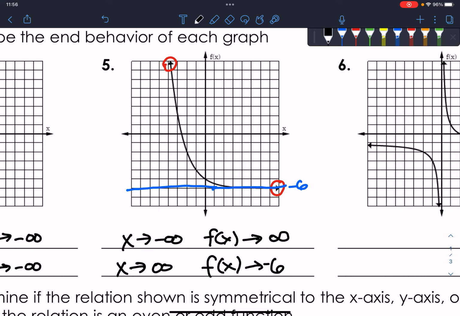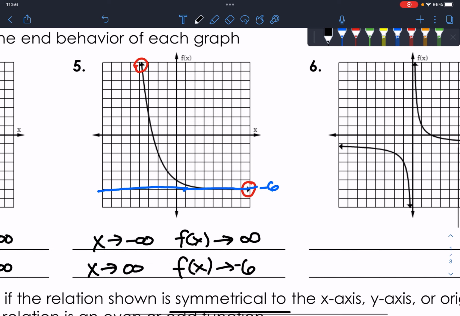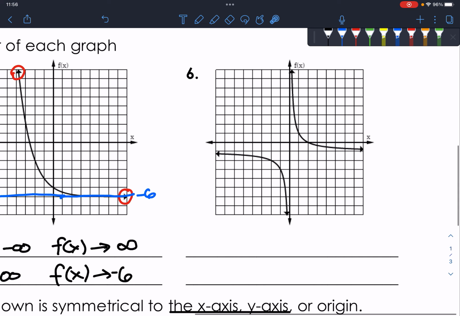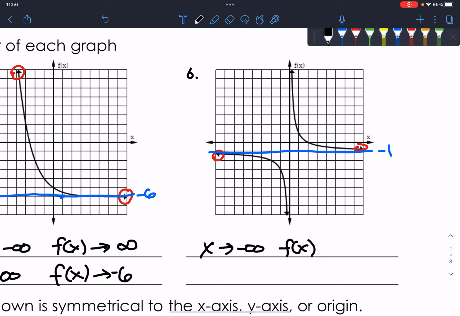So this graph behaves on the right side by approaching -6 from above, and it's not going to go below it. A similar thing is happening on number 6, where both the left end and the right end are bounded by the line of y is equal to -1. The left end is bounded from above and is approaching -1 from underneath it, and the right end of the graph is approaching -1 from above it. But both ends are bounded by that horizontal asymptote.